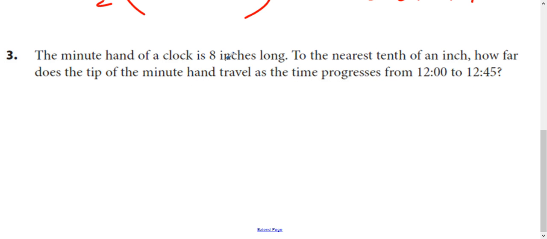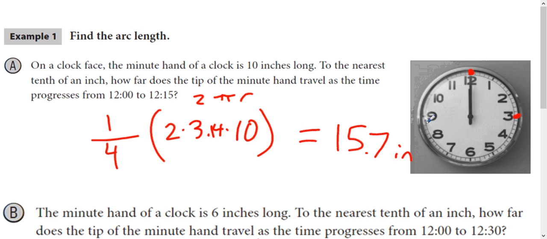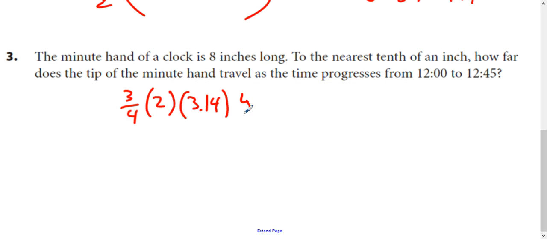Pretty much the same idea here. This time it's an 8-inch minute hand from 12 o'clock to 12:45. So from 12 o'clock to 12:45, that goes 3/4 of the way around. Or you could say 45 over 60 if you just want to think of it in minutes. But either way, 45 over 60 or 3/4, they were reduced to be the same thing. It doesn't matter which one you take. So do 3/4 of the circumference. So 3/4 times 2 times pi times radius. Multiply that out, you get 37.68 inches.